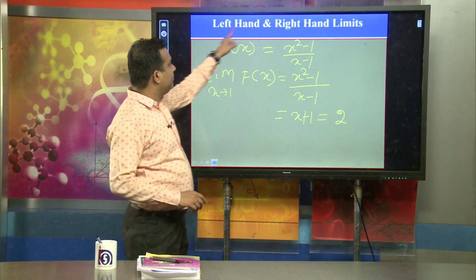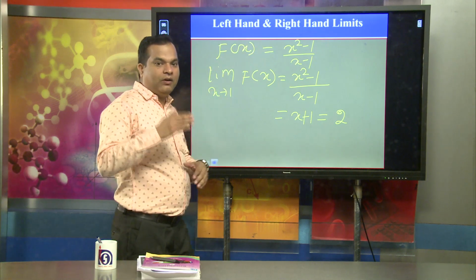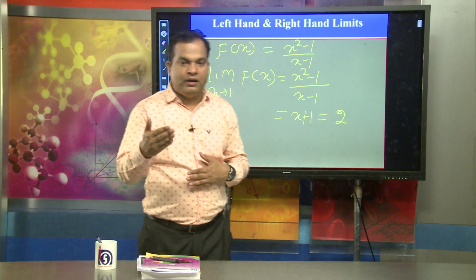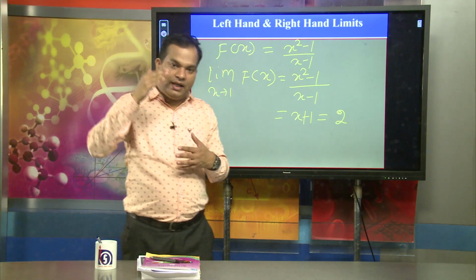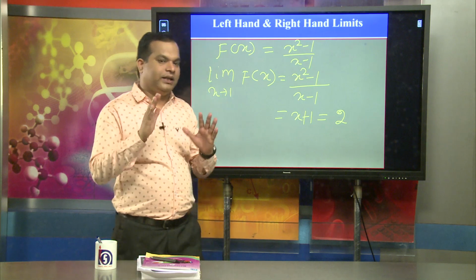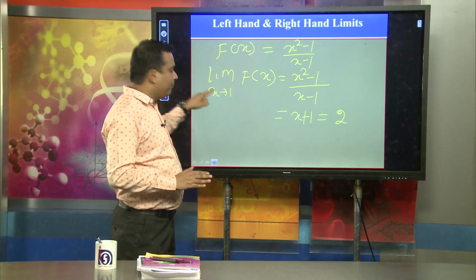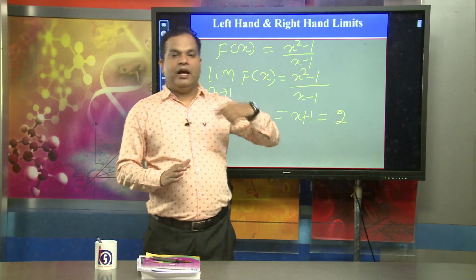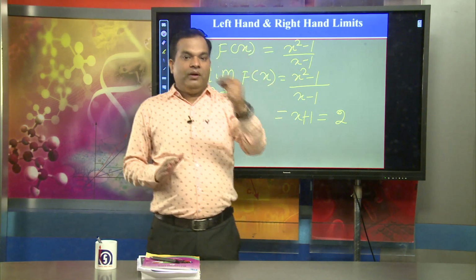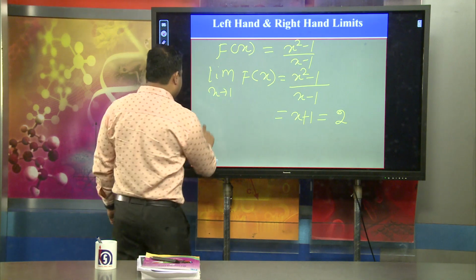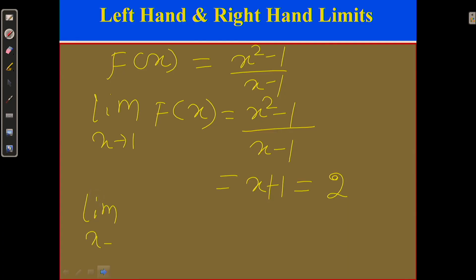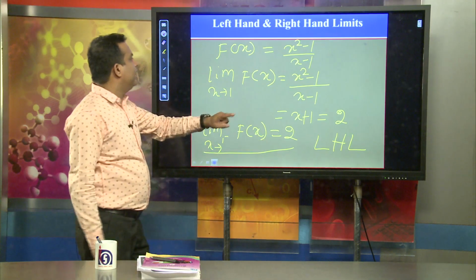When talking about the left hand limit, that means when x approaches 1 from the left, I can write limit x tends to 1 minus f of x equals 2. That is called the left hand limit, LHL. That is known as left hand limit.